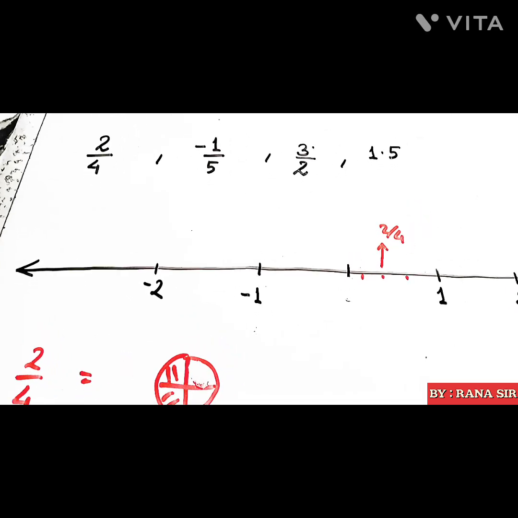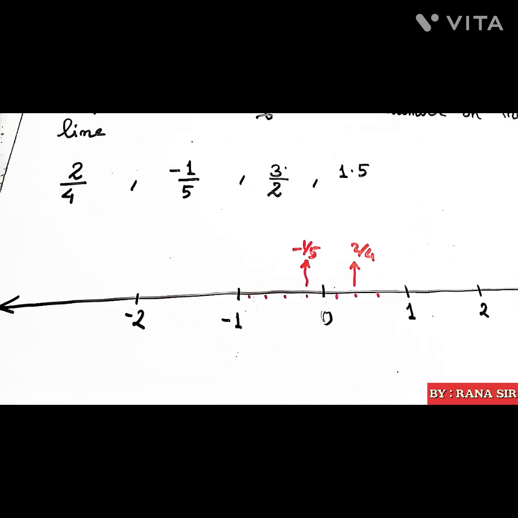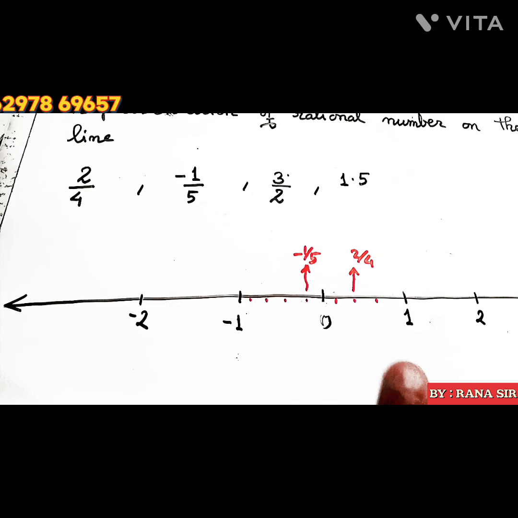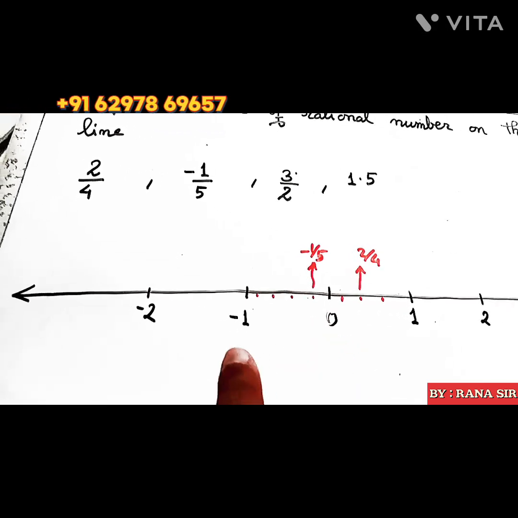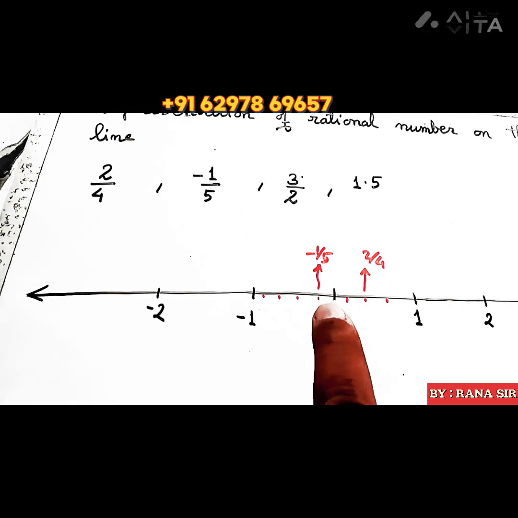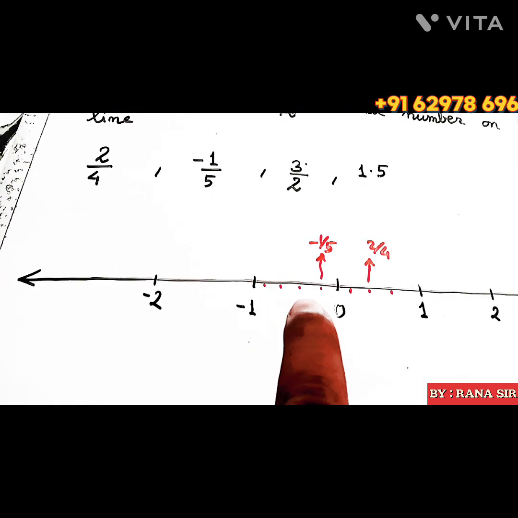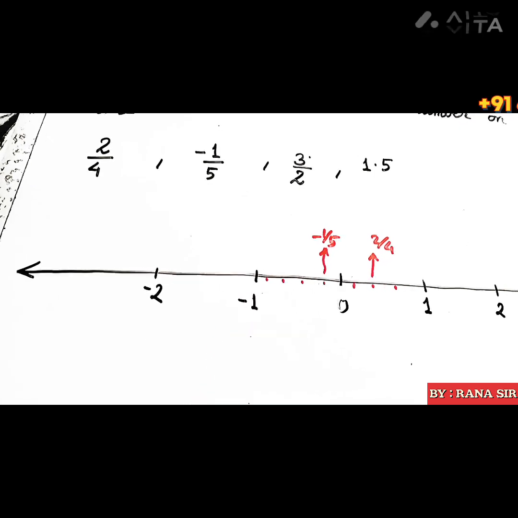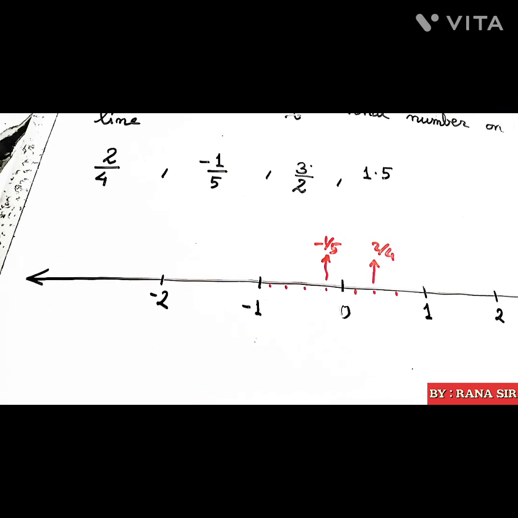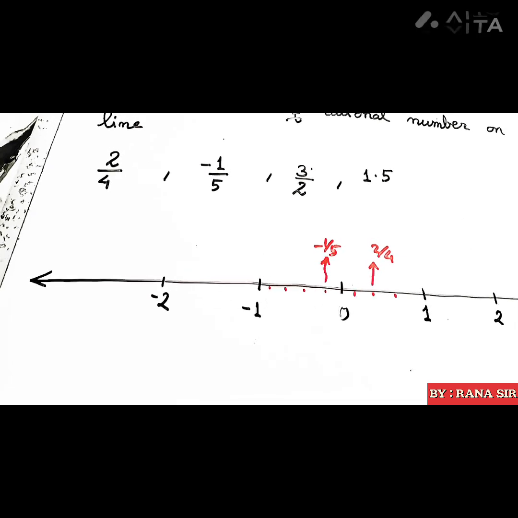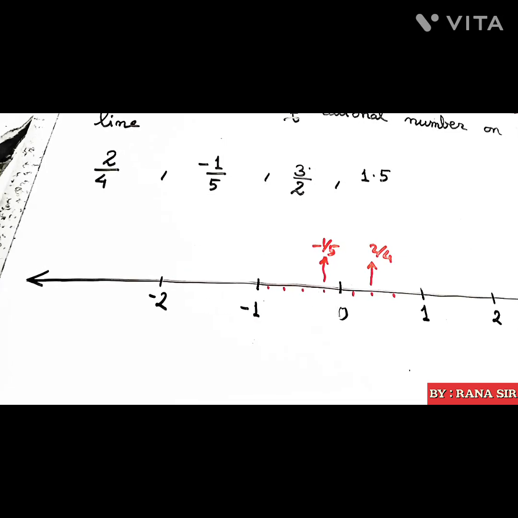Minus 1 by 5 is a negative number. So minus 1 by 5 lies on the negative side. So it will lie between 0 and minus 1. How many parts to be divided? 5 parts. First part, second part, third part, fourth part, fifth part. Minus 1 by 5 is the first part. Okay, let us proceed.